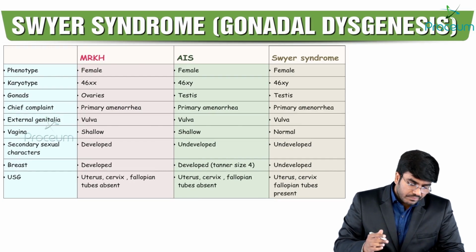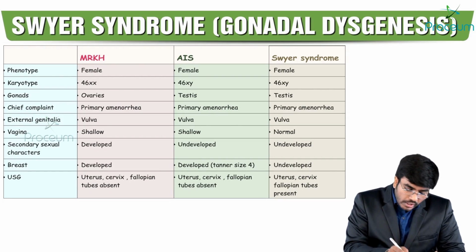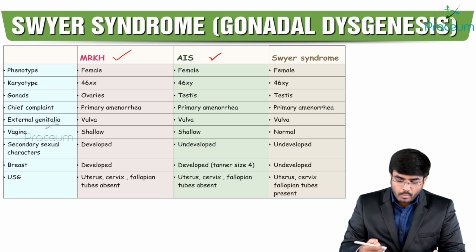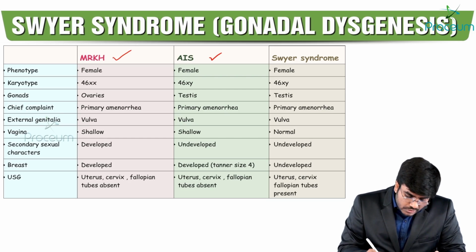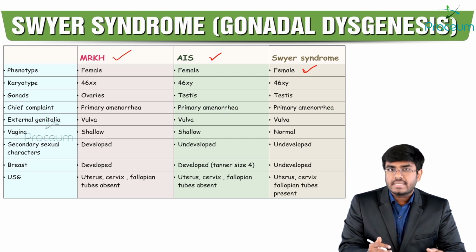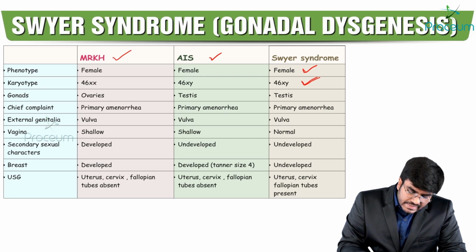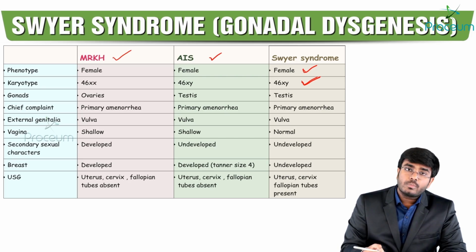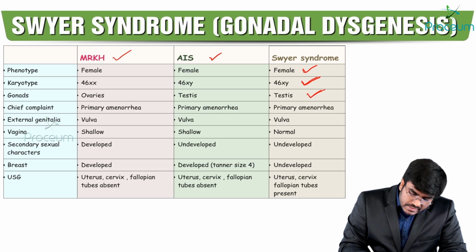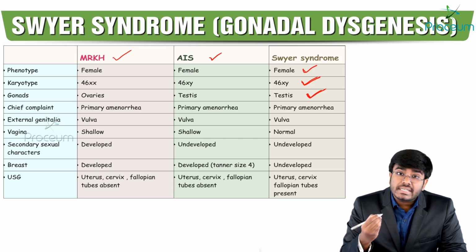Okay, now let's see the important differences between MRKH, AIS and Swyer syndrome. We have already discussed the differences between MRKH and AIS. Now let's see one by one the important points about Swyer syndrome. Swyer syndrome, phenotypically, is a female. Why? Because it has external female genitalia because of the absence of testosterone. Karyotype is 46XY. Okay, there is a Y chromosome. Actually, it's a male. Now, the gonads are testis. Yes, testes are there, but they are non-functional, dysgenetic, gonadal dysgenesis.